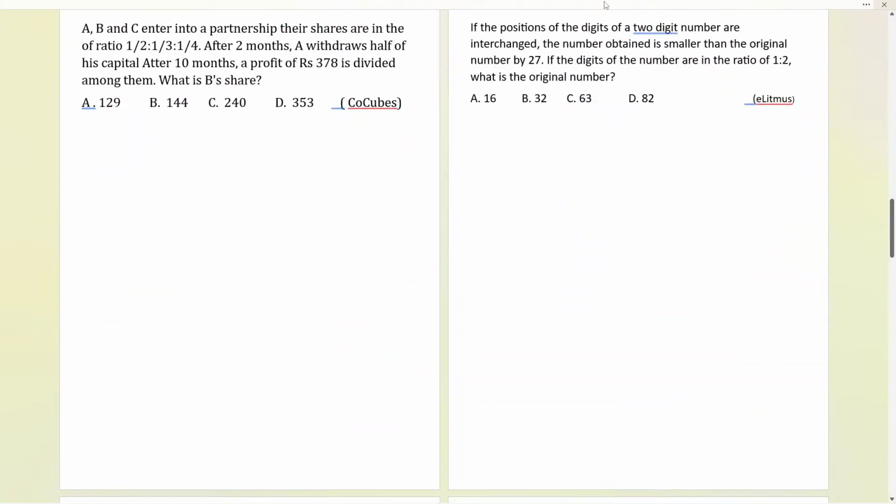Okay, so now here we have a question from the CoCubes company. Basically, just like TCS conducts examinations for different companies, CoCubes is also a company that conducts examinations for a lot of IT companies. So now here is the question from that company. Try everybody and tell me the answer. 1 minute to go.